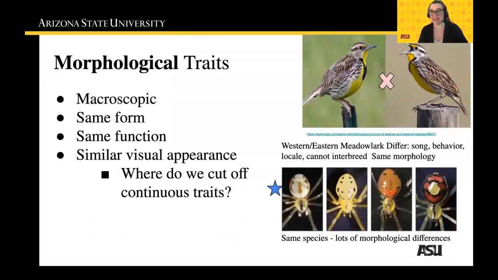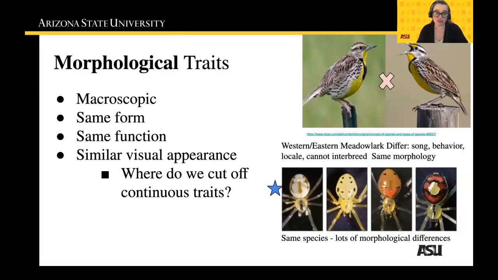One way that we identify species is through their morphological traits. Morphological traits are macroscopic, so you can see them with the naked eye. They indicate that the organisms have the same form, and they perform the same functions. So these two meadowlarks both have beaks, they both have feathers, they both have wings, they have sharp talons on their toes. These are morphological traits. You can see they have yellow bellies and yellow around their eyes. Again, things that you can visually see. They have a similar appearance.